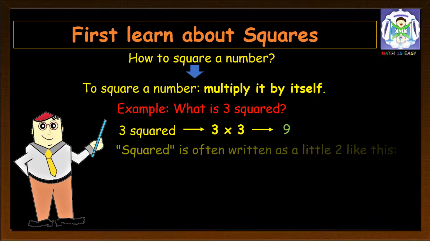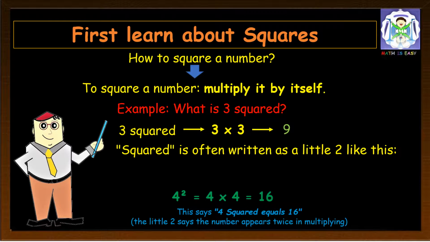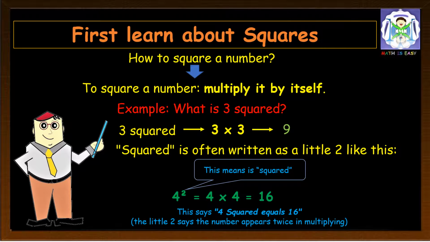We can also write a square as a little 2 above the number. When you see, for example, the square of 4, that 2 above the 4 is also called a square.